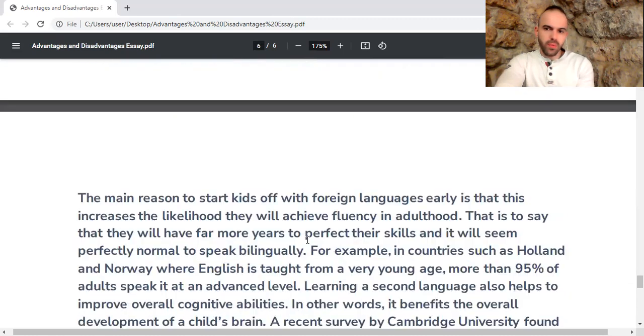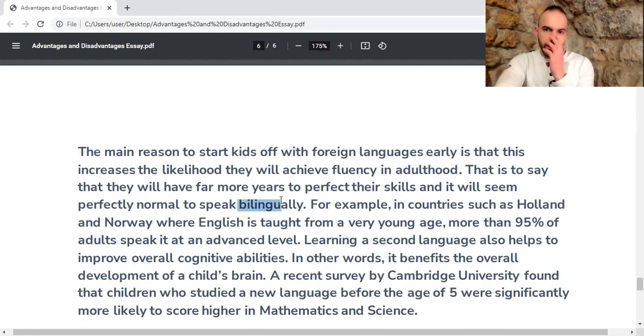What else do we have? Vocabularies, adulthood, likelihood, the main reason, bilingually, perfectly. See how beautiful is the usage of adverbs. The adverbs give more sense to your sentences. So try to use adverbs as well.